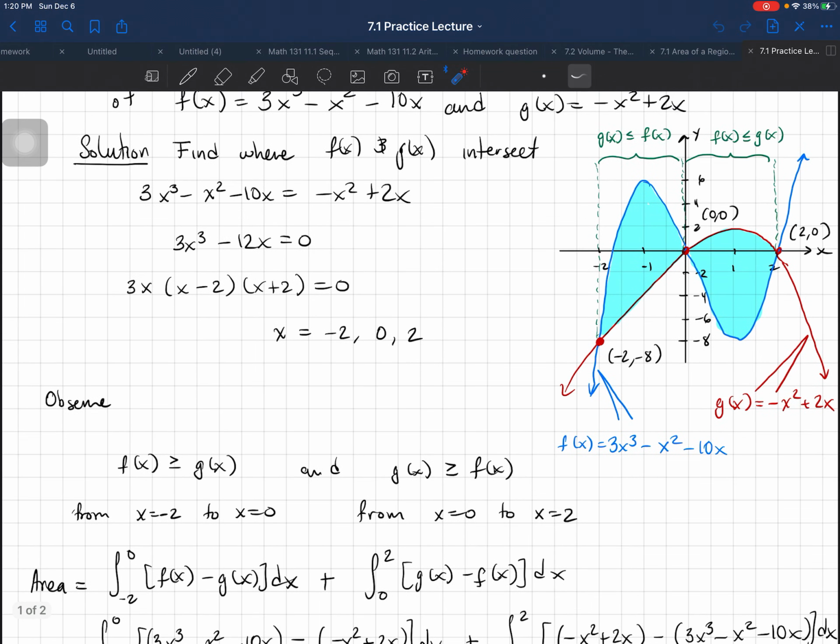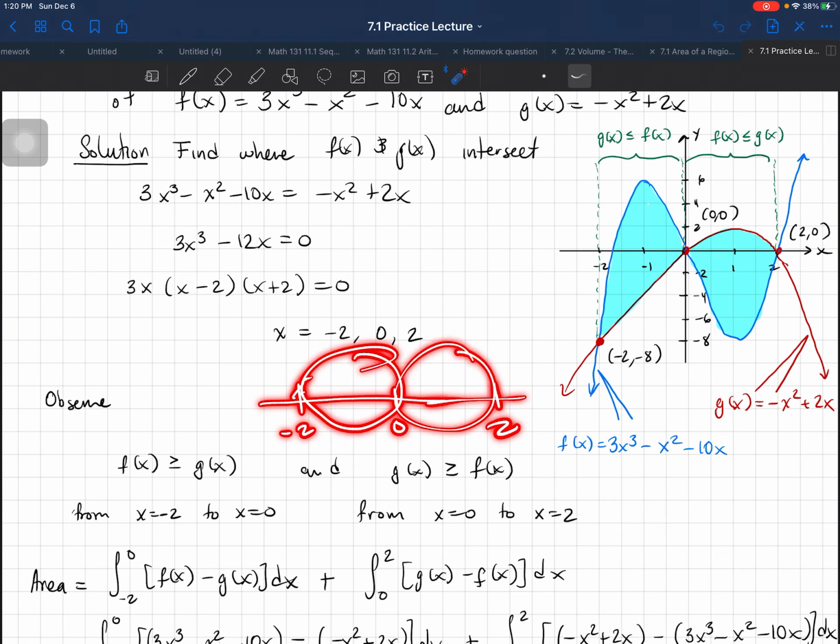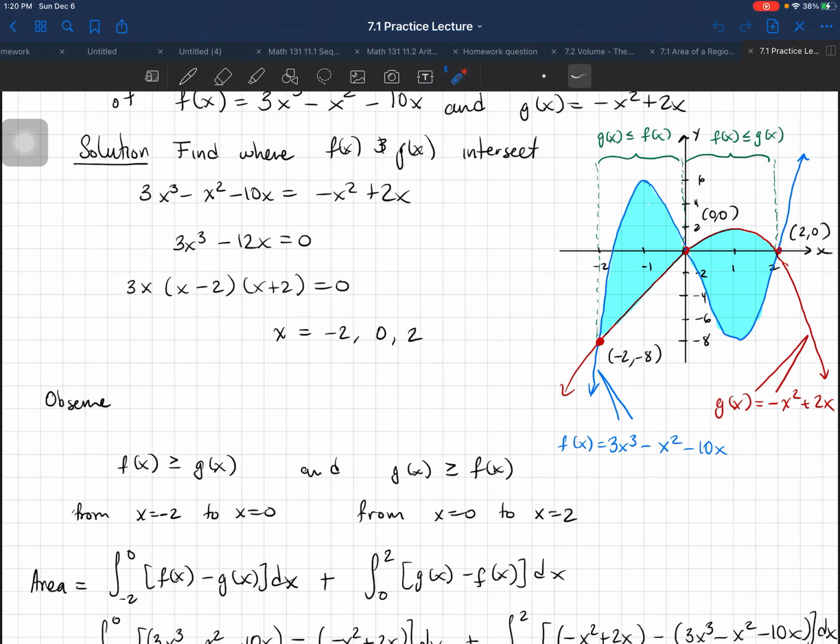Now, obviously, by having three values without looking at the picture, right? By looking at the picture, we will know, okay, if I separate this into -2, 0, and 2, we can figure out we have two regions. Now if we don't know the picture, we won't know which one is the top function and which is the bottom function. But you can simply do that, right? And I'll do this real quick here.